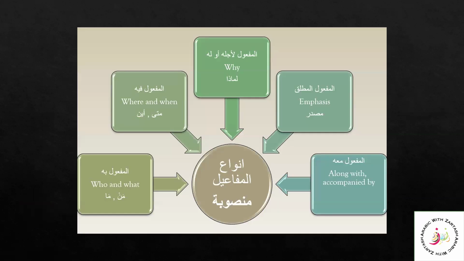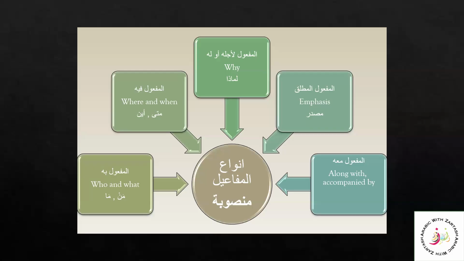So now let's have a quick recap of the Mafa'il that we have learned. We know that there are 5 types of Maf'ul, the objects of the verbs. They are in the Halat Nasab. We have these types that we learned, starting with Maf'ul Bihi, that is the direct object of the verb, and it gives answers to who and what, that is man, who, or ma, what. So we can say it is used as a direct object of the verb.